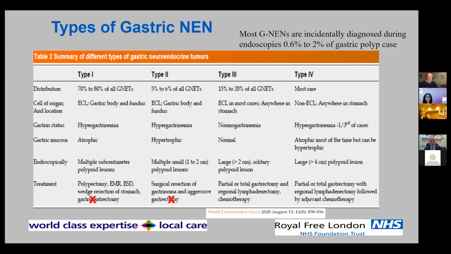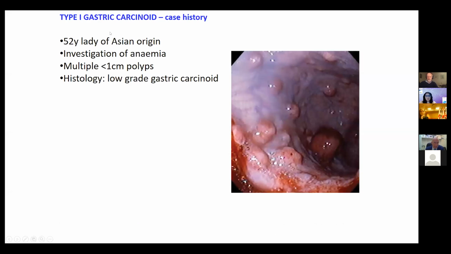I just want to tell you the story of a 52-year-old lady who came to see me 10 years ago for investigation. She was referred as a second opinion. She had investigation of anemia. She had multiple small polyps in her stomach, had low-grade carcinoid tumor. A local surgeon said, "You need a total gastrectomy."